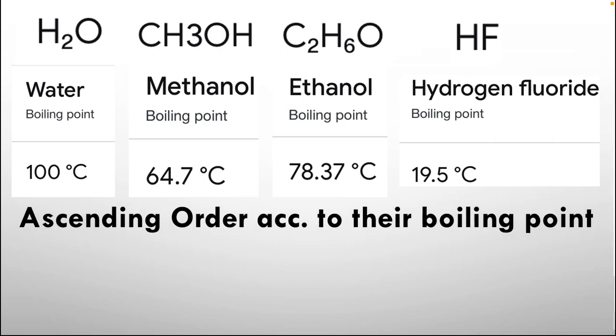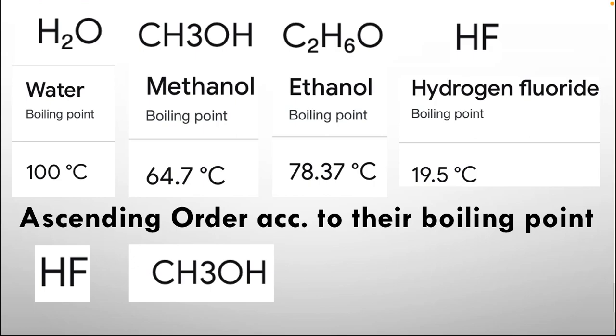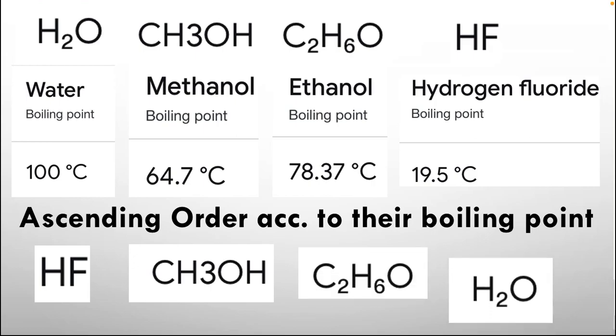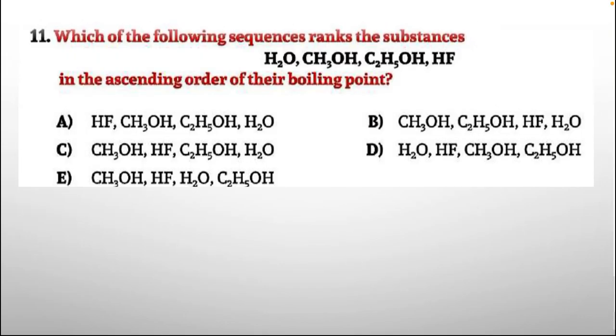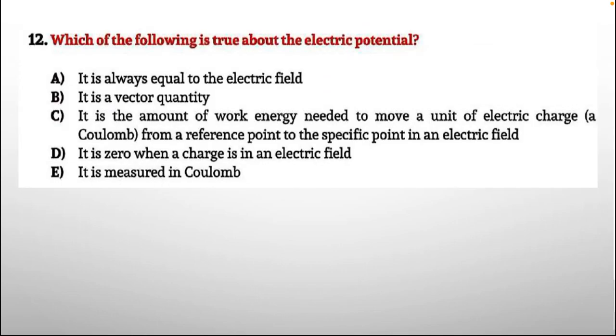So the ascending order according to their boiling point is HF, CH3OH methanol, ethanol, and then water, and according to that, option A is correct. Moving on, question number 12: which of the following is true about the electric potential? Options are given below. A, it is always equal to the electric field. B, it is a vector quantity.